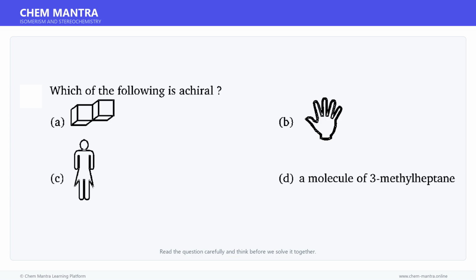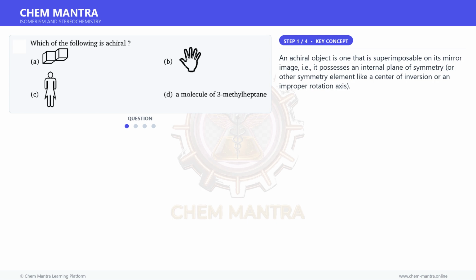Here is a question. Read it carefully and think about the answer. Let us solve it step by step. Let us first understand the key concept here. An achiral object is one that is superimposable on its mirror image, i.e., it possesses an internal plane of symmetry or other symmetry element like a center of inversion or an improper rotation axis.